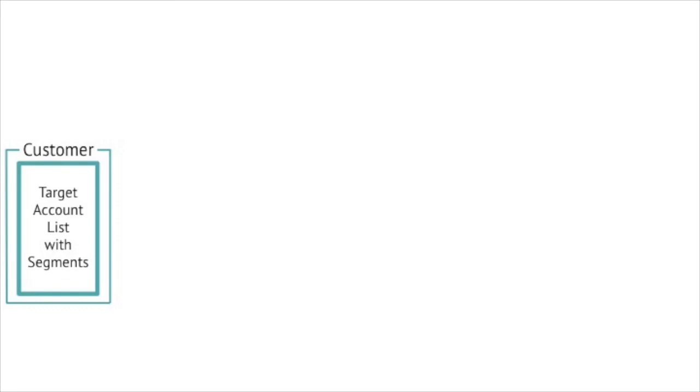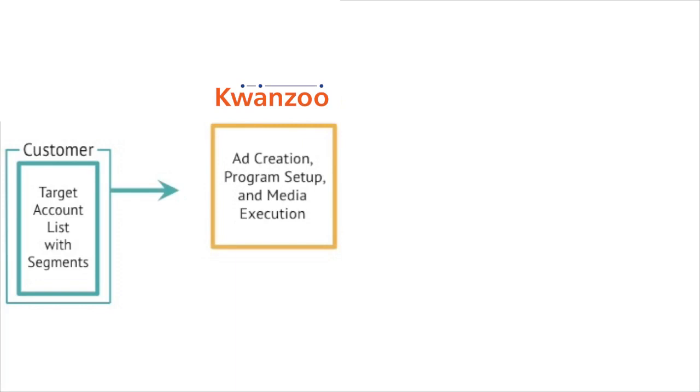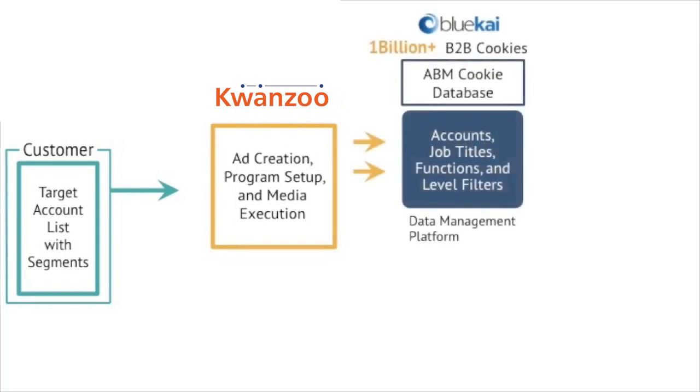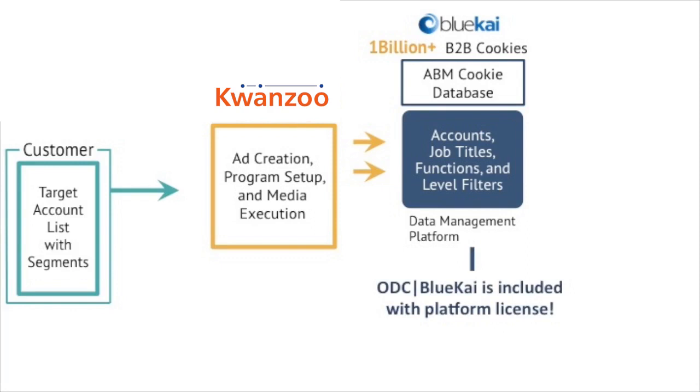From there, we will process the accounts and determine which ones are reachable. You would set up your ABM programs, campaigns, with ads and creative all on the Kwanzoo platform. Then, you would work with our customer success team to organize your accounts as audience segments within Oracle's BlueKai Data Management Platform, or DMP, which is the online database of B2B cookies that Kwanzoo uses for targeting ABM ads. Access to Oracle's B2B data is included with your Kwanzoo platform license.